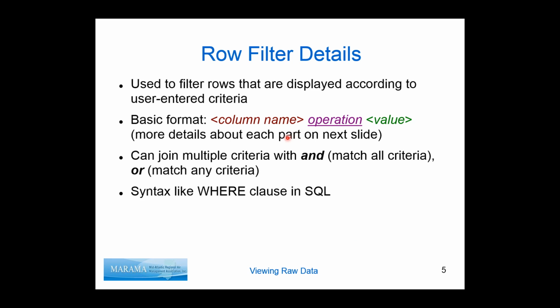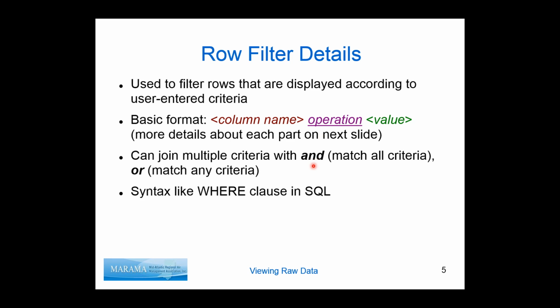The basic format of this row filter, as we saw in the examples, is that you're going to give it a column name, an operation, and then a value. In one of our examples, we gave it the column name SCC, the operation equals, and then the value of the exact SCC that we wanted to match. On the next slide, I'm going to talk more in detail about what all your options are.